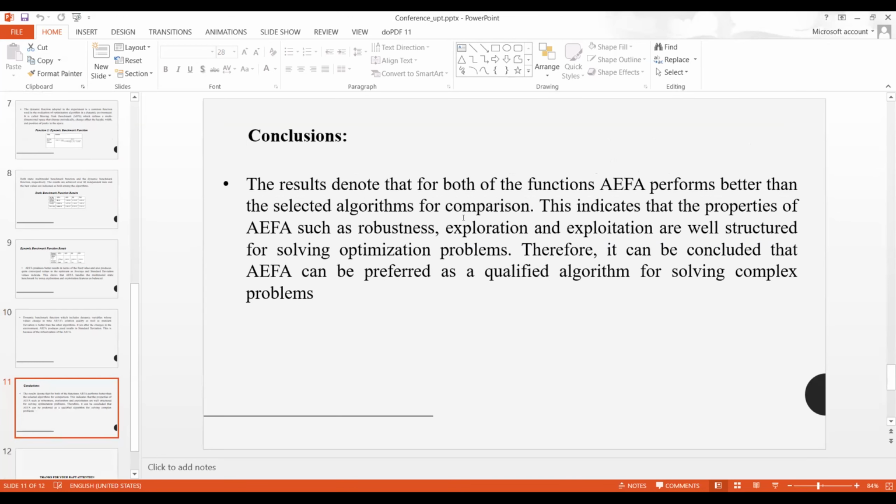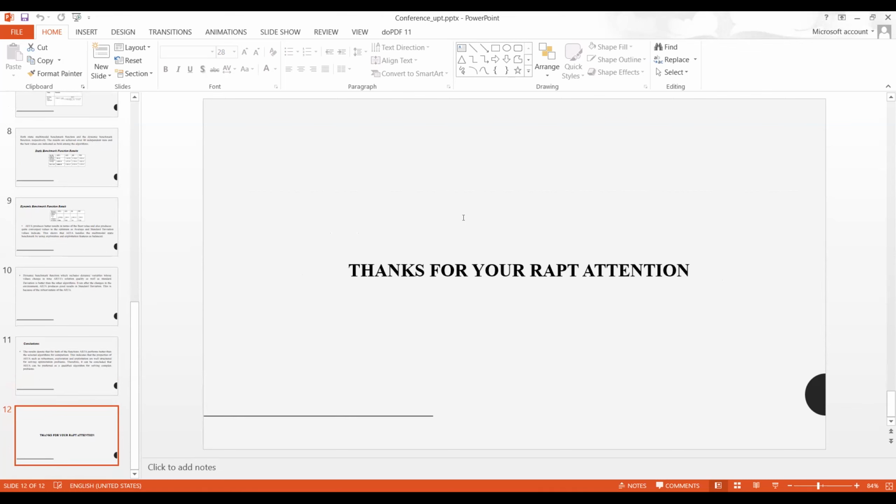And in terms of conclusion, the result denotes that for both of the functions, AFA performs better than the other selected algorithms in comparison. This indicates that the properties of AFA, such as robustness, exploration, and exploitation, are well structured for solving optimization problems. Therefore, it can be concluded that AFA can be preferred as a qualified algorithm for solving complex problems. Thank you for your rapt attention.